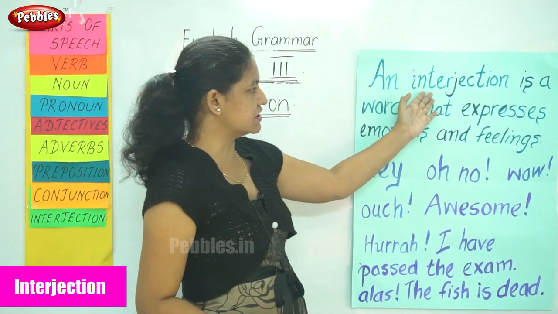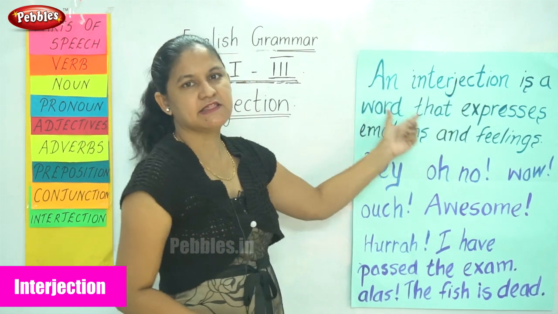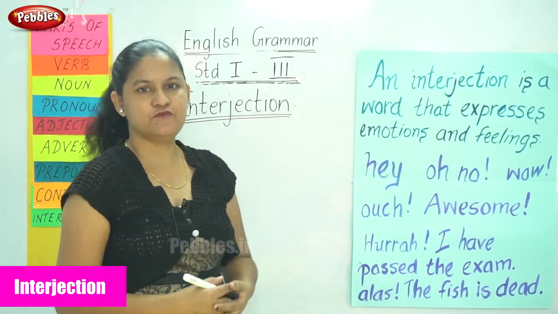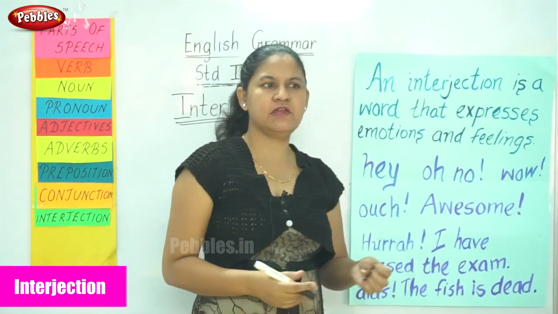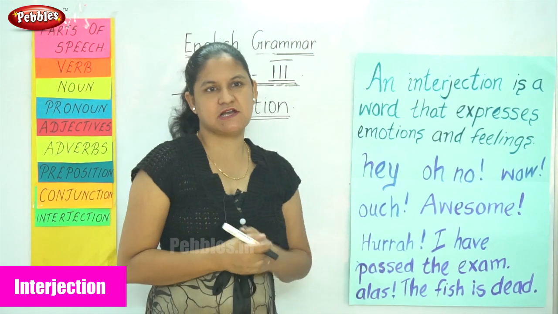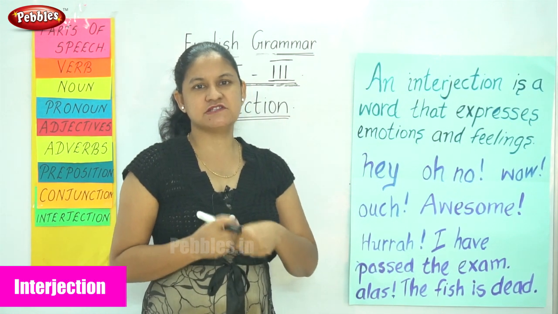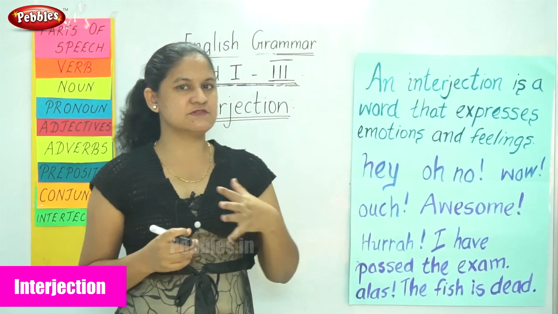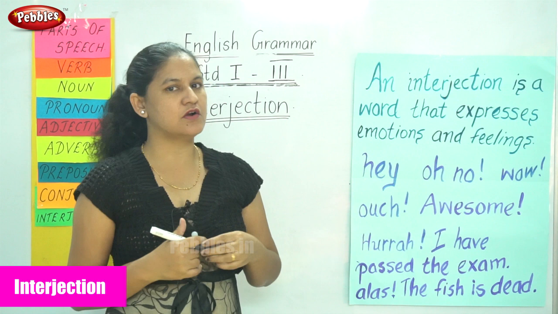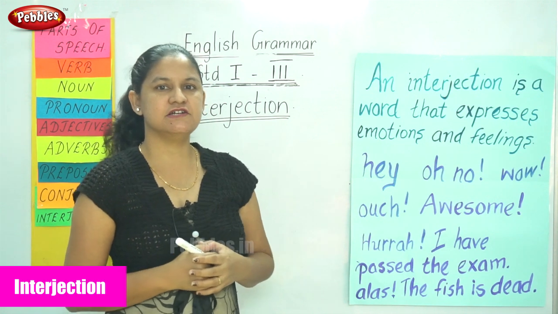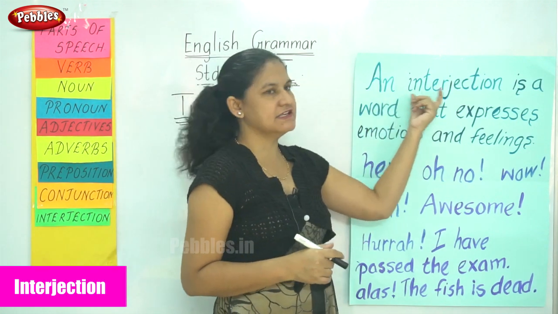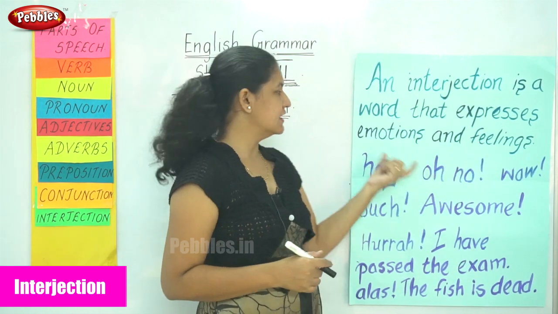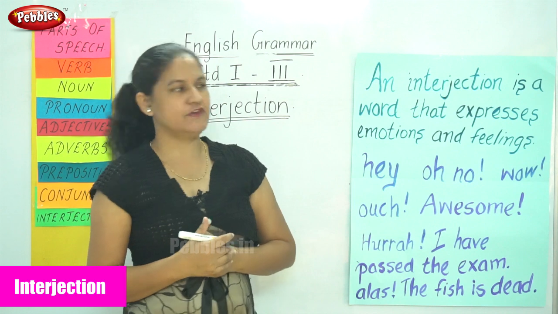An interjection is a word that expresses emotions and feelings. Now for example, when we hurt ourselves, the very first thing we say is ouch or ah. So these words like ouch, ah are all known as interjections. So an interjection is a word that expresses emotions and feelings.